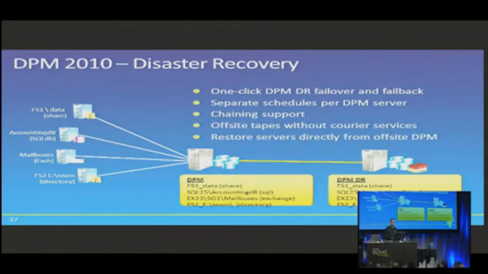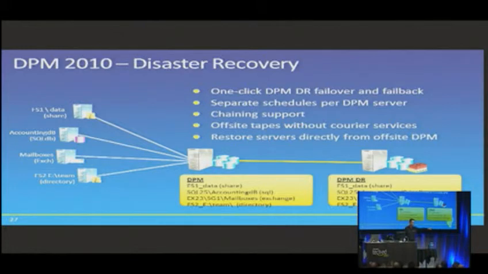Some of the other things we added in 2010 were things like chaining support. So it turns out, let's see, so we got two halves in the room. So if you guys are site A, and you're protecting to DPM A, and DPM A is protecting to DPM B, and then y'all over there, you're on site B, you're protecting to DPM B.